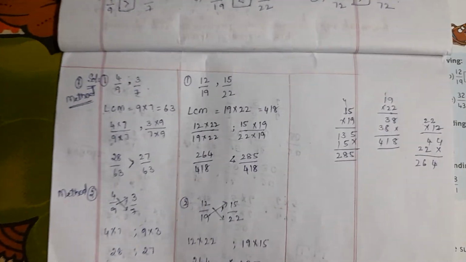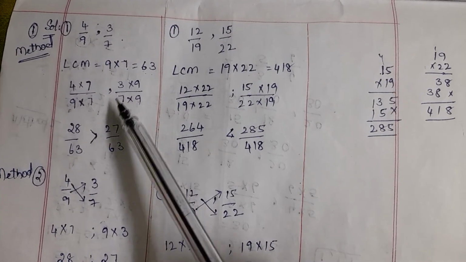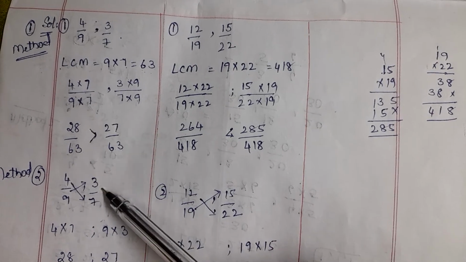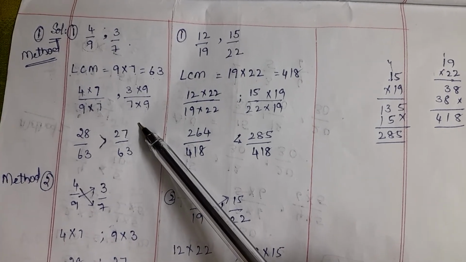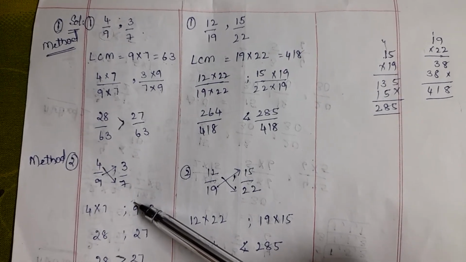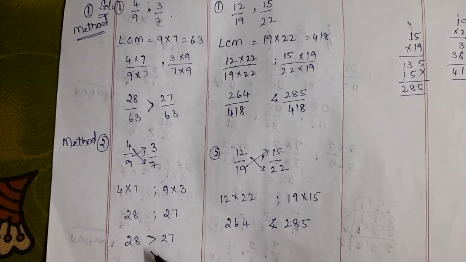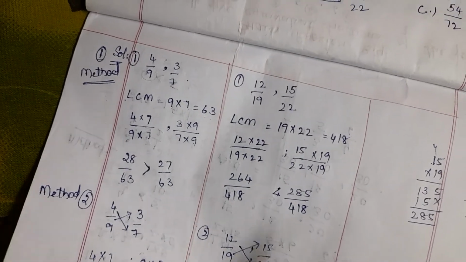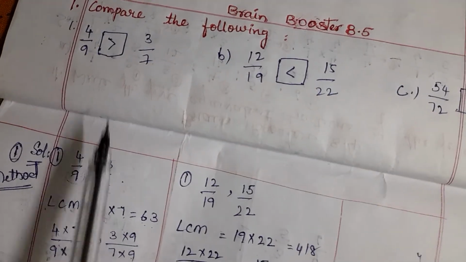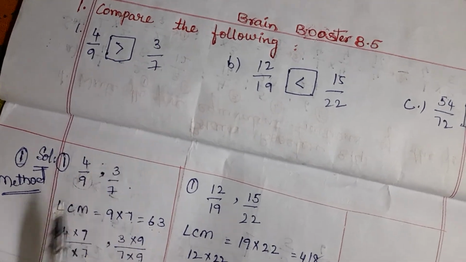So children, you can use any method. Whichever method you like, it is easy. If you feel that it is easy, that you can follow. So in both the cases you got greater than symbol. Any method you will get the same result. So the first one is 4 by 9 is greater than 3 by 7.